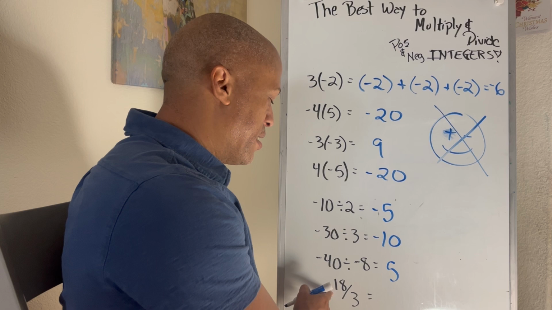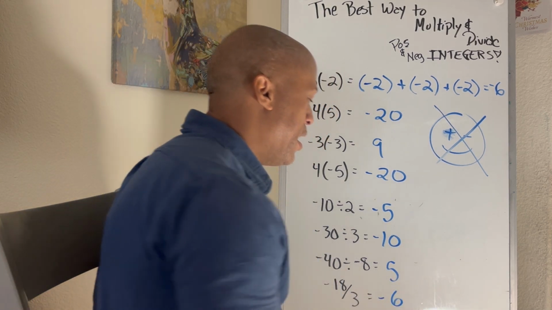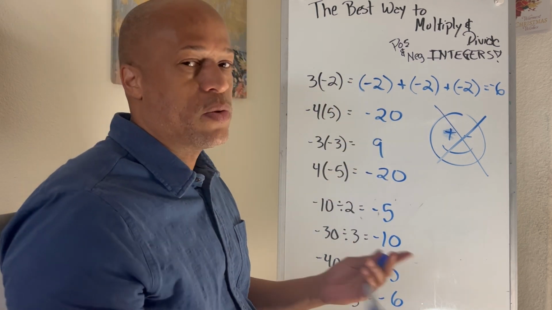All right. This is a -18 divided into 3 equal parts. That gives me a -6. It makes sense this way, and that's the way we want to teach it.